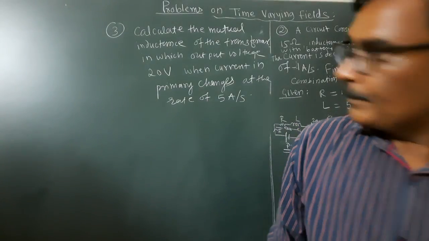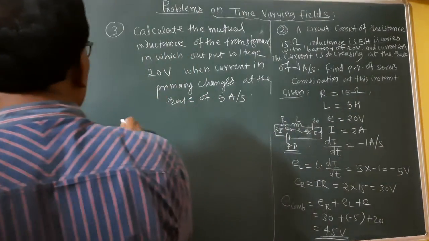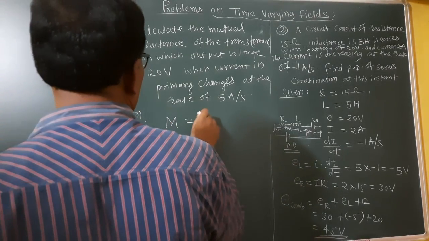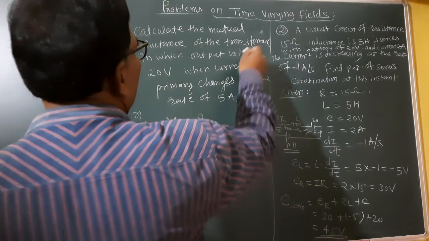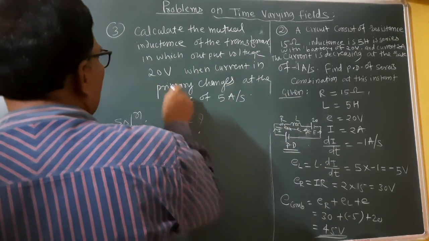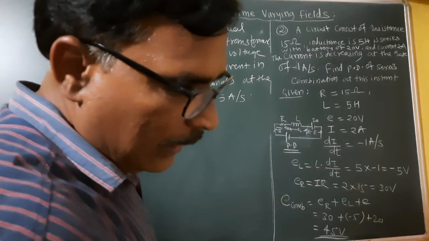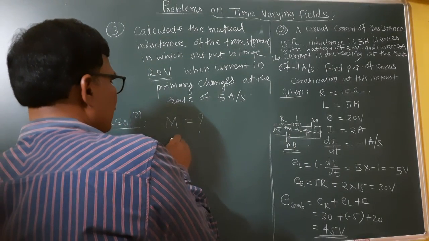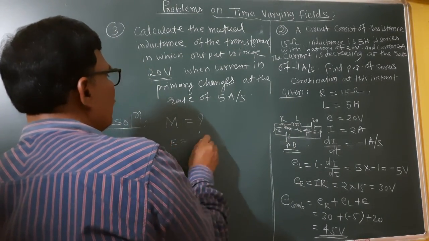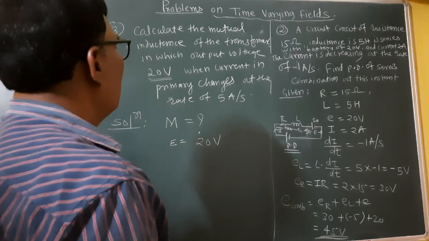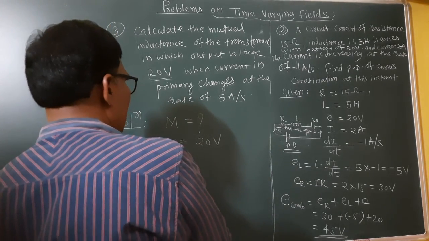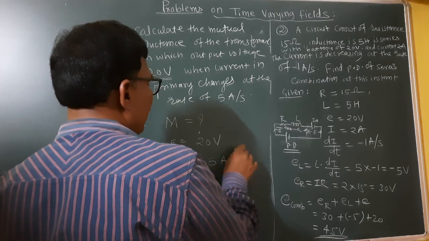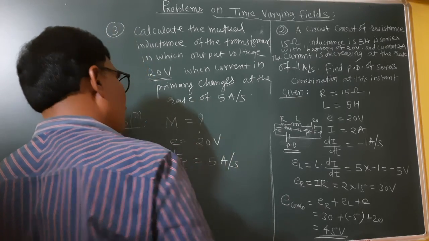First of all, solve this problem. What do we have to calculate? The mutual inductance, denoted by M, of the transformer in which the output voltage, denoted by E, is 20 volt, when the current in the primary changes at the rate di by dt of 5 ampere per second.